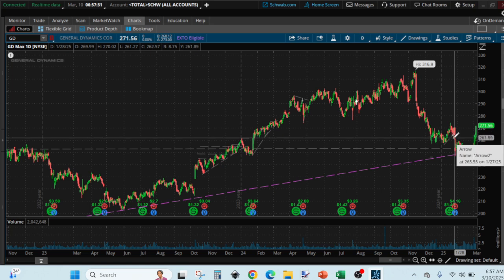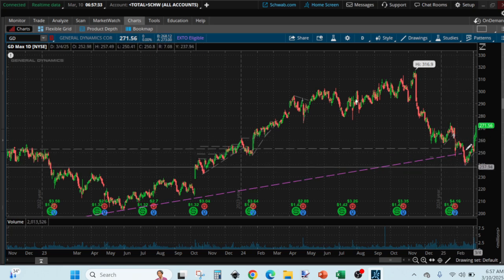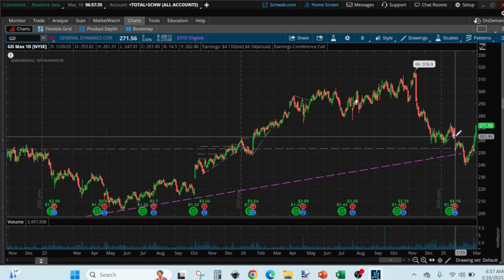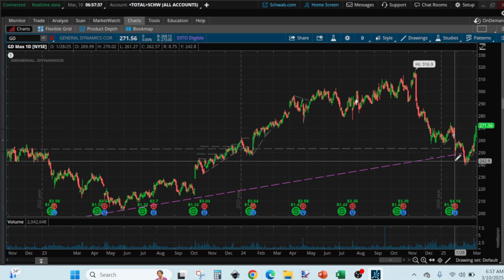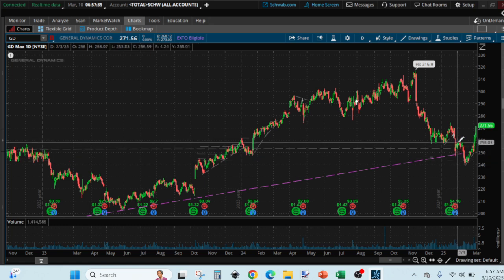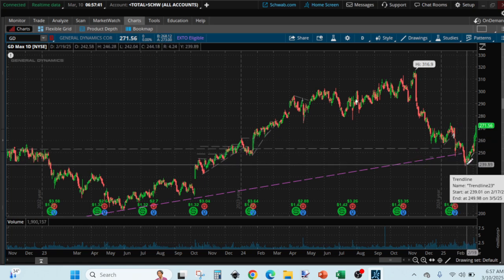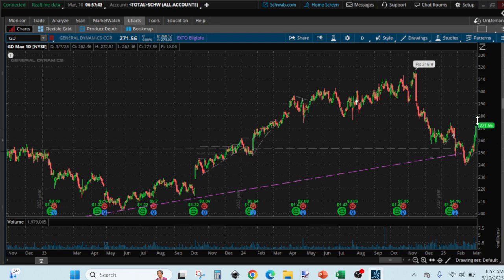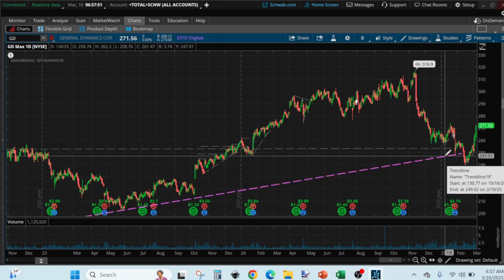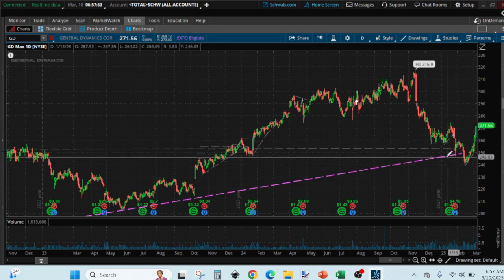But anyway, we purchased it around this trend line, but it was not enough. It pulled back, went up a little bit, pulled back again, and now it has started going up. But yes, it's still close to this trend line here.